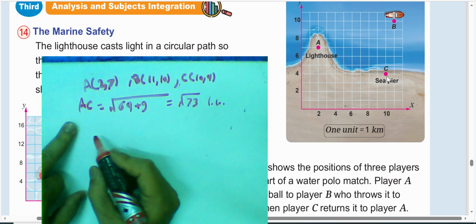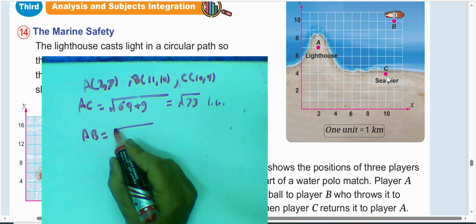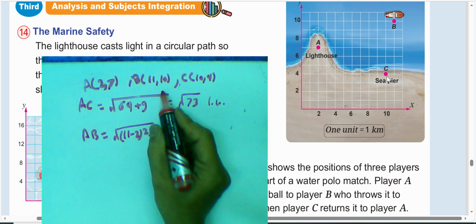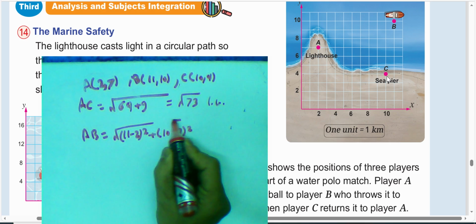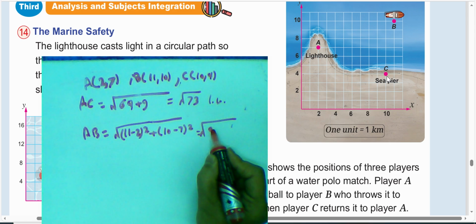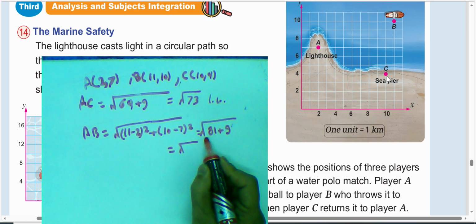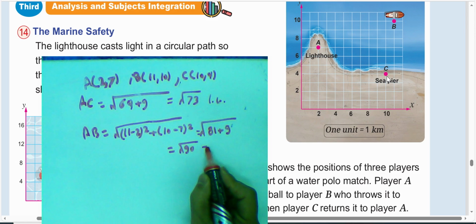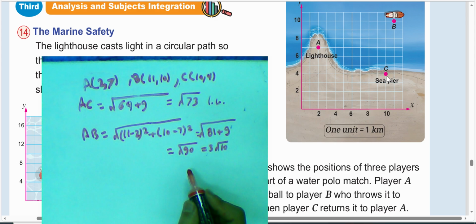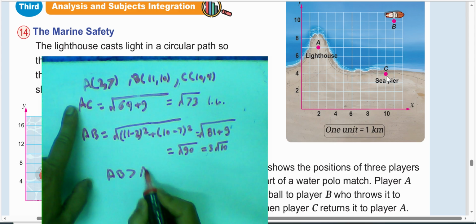Now we can find the length of AB. Look, A and B here. We can write square root of 11 minus 2 power 2 plus 10 minus 7 power 2. 11 minus 2 is 9, 9 power 2 equals 81. 10 minus 7 is 3, power 2 is 9. 81 plus 9 is 90. The result will be 3 square root of 10. Look at the distance: AB is greater than AC.